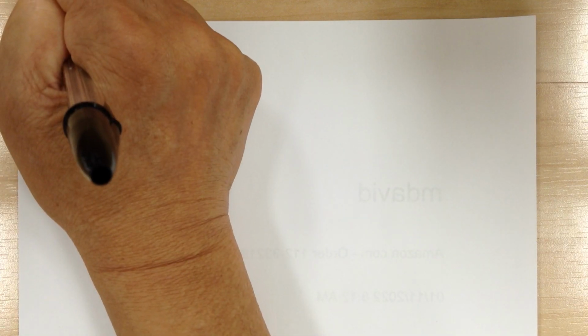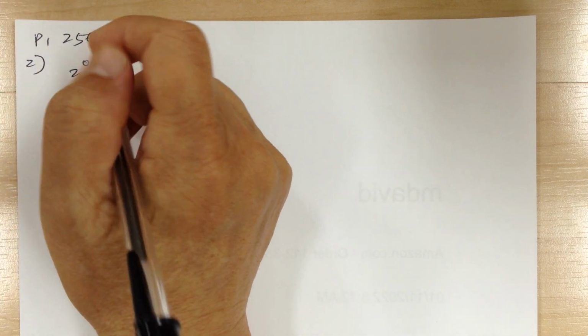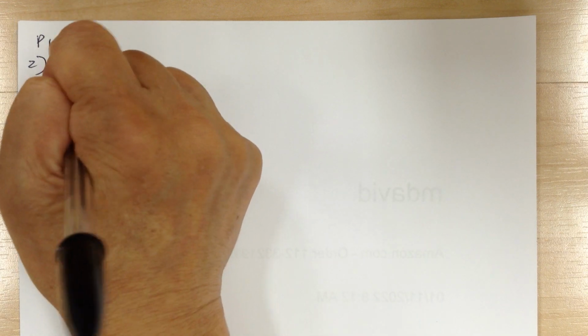Let's go to page 256 and start with number 2. Okay, you got 2 to the 0 power. Now for the non-zero base, when the exponent is 0, the answer is 1.